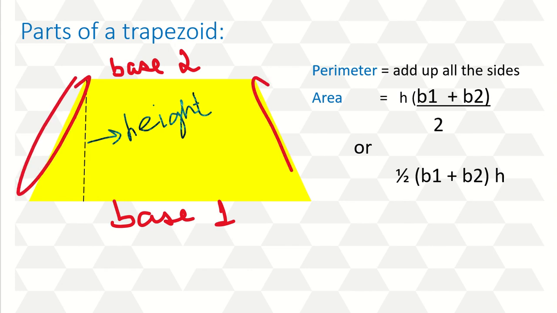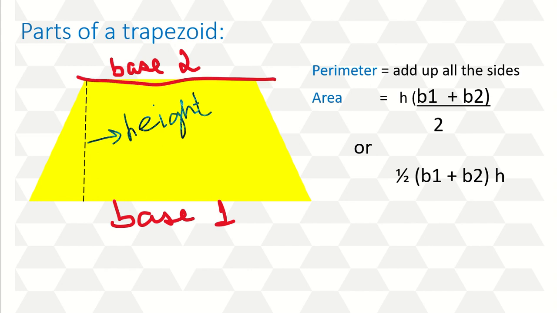This length and this length, these are not the bases. The bases, and how do you tell which two are the bases? Because a trapezoid could be turned all kinds of different funky ways. The bases are the two lines that are parallel. You see how these are parallel lines, meaning they don't meet. They're exactly kind of going in the same direction. The two parallel lines are the bases.